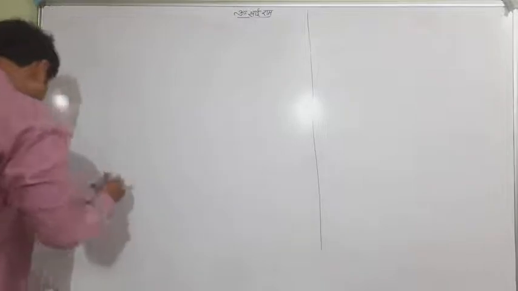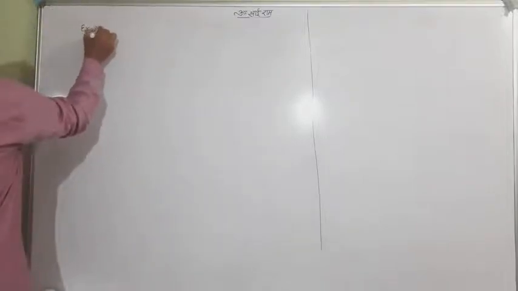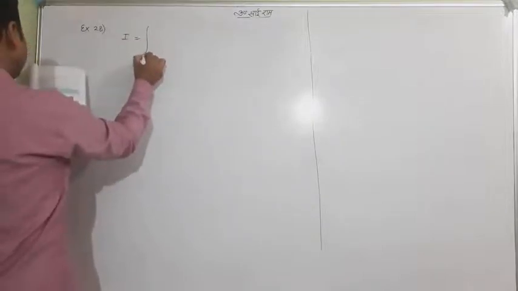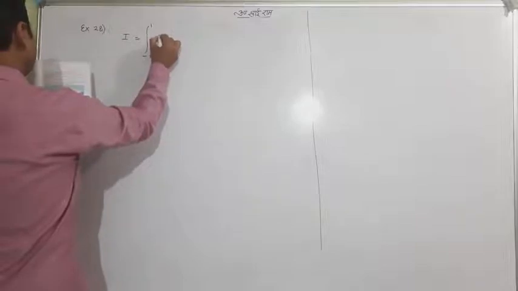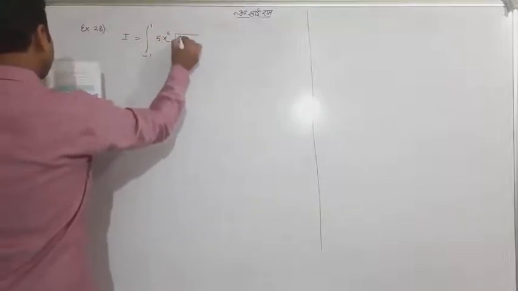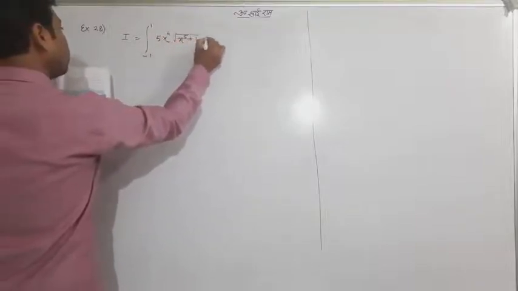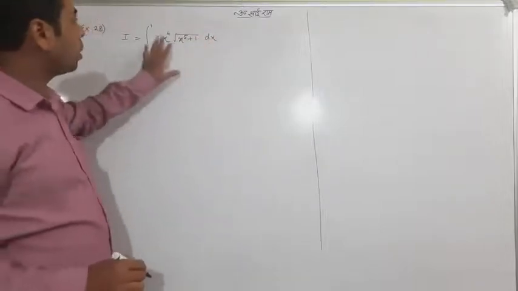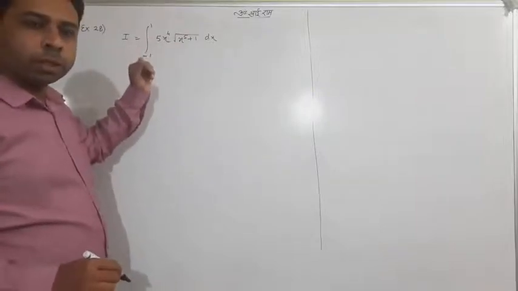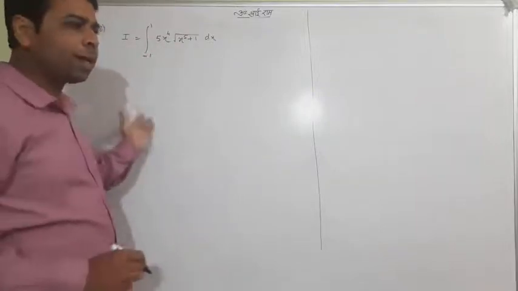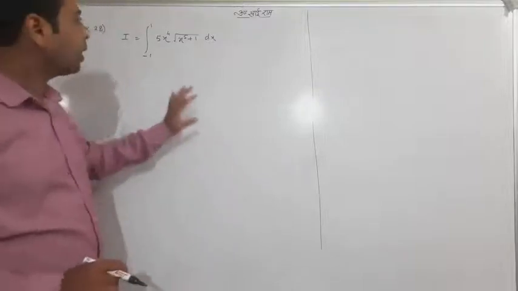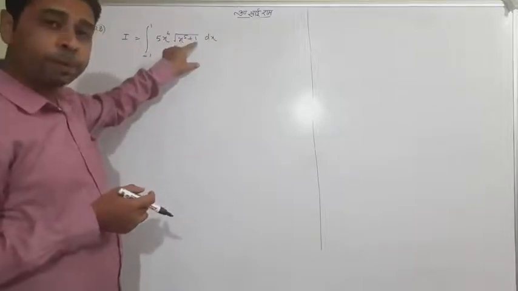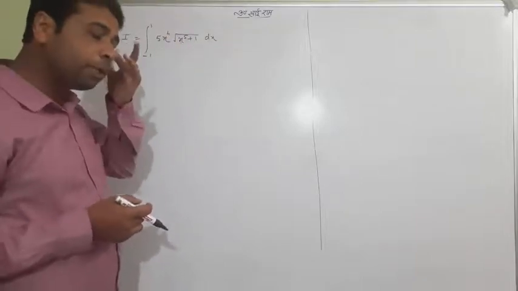So example number 28, what does it say? I is equal to the integral from minus 1 to 1 of 5x to the power 4 root of x to the power 5 plus 1. Very simple question it is. There is no particular method for it, but just look at it: under the root sign you have a term x to the power 5 plus 1 and outside it is x to the power 4. So one can simply understand this.